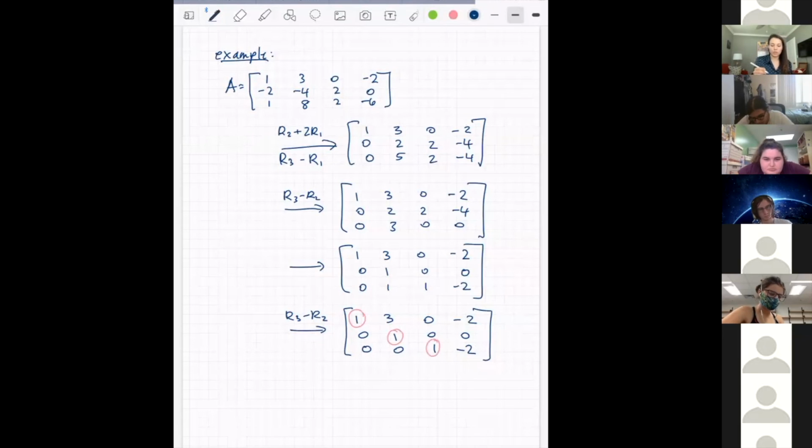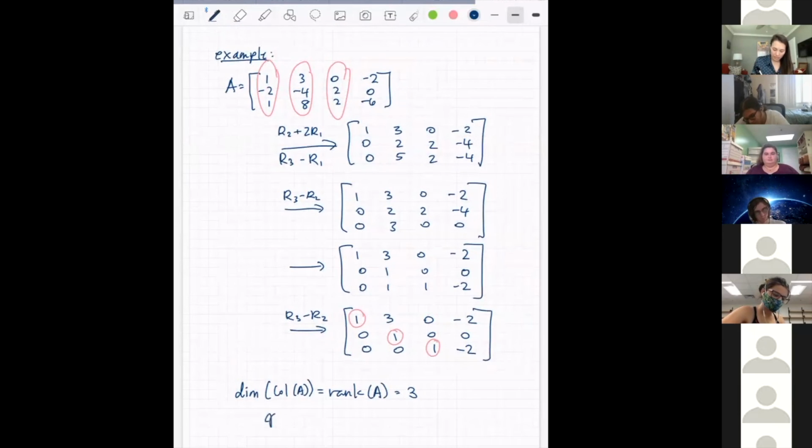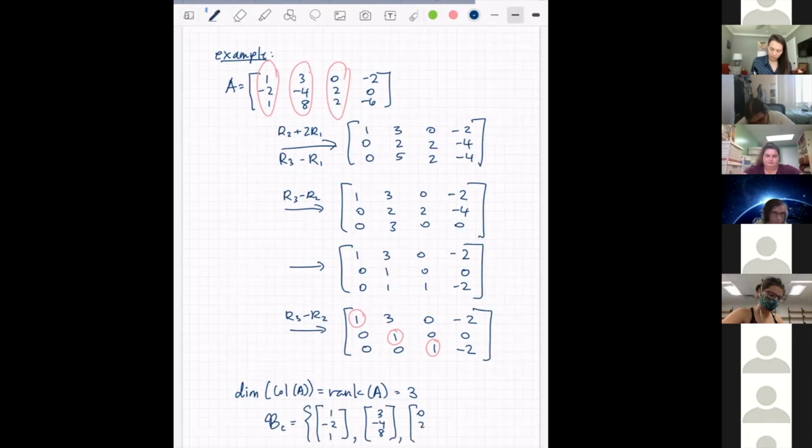That should be right. Okay, so we have 3 pivots, right? And so those are going to correspond to our pivot columns up here, which will be the first 3 columns. Well, first of all, the dimension of the column space is equal to the number of pivot columns, which is the rank of A. So that's 3. And a basis for the column space is the columns corresponding to the pivots. So 1, -2, 1, 3, -4, 8, and 0, 2, 2.